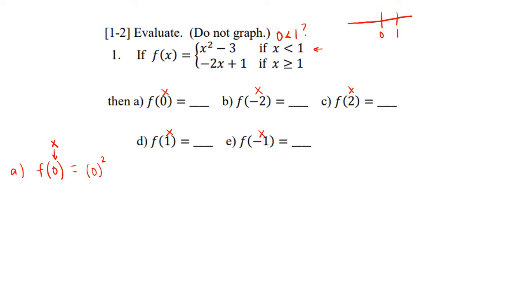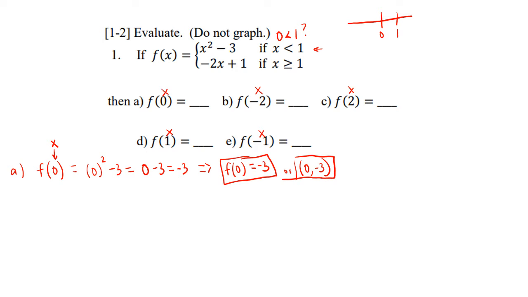That's 0 squared minus 3. 0 squared is 0. 0 minus 3 is negative 3. Finishing off that first question for us, so what we're going to get is f of 0 equals negative 3, or write it as a coordinate point, 0, negative 3. Okay, I'm just going to erase this because we're going to use it again.